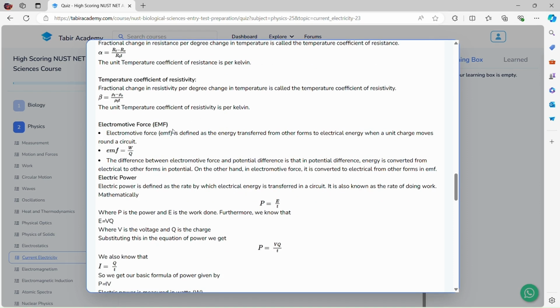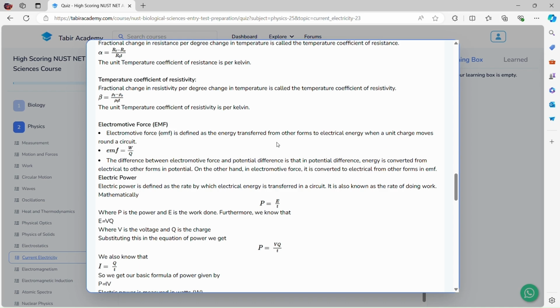Electromotive force, also known as EMF, is defined as the energy transferred from other forms to electrical energy when a unit charge moves around a circuit. EMF equals W over Q. The difference between electromotive force and potential difference is that in potential difference, energy is converted from electrical to other forms, whereas in EMF, it's converted to electrical from other forms.